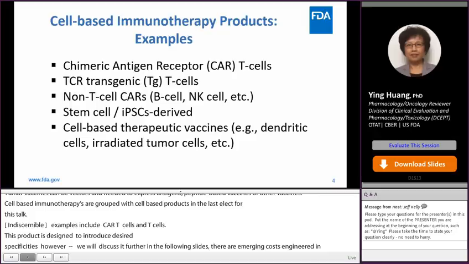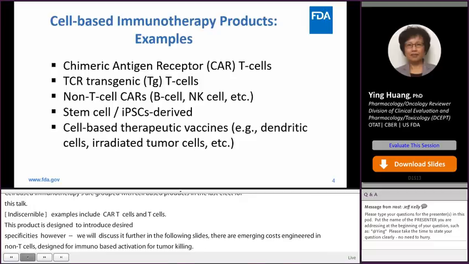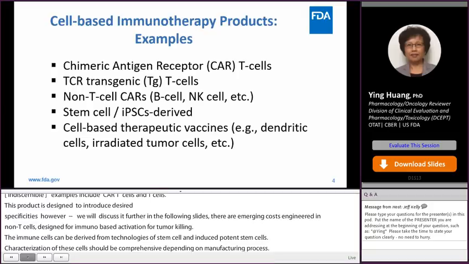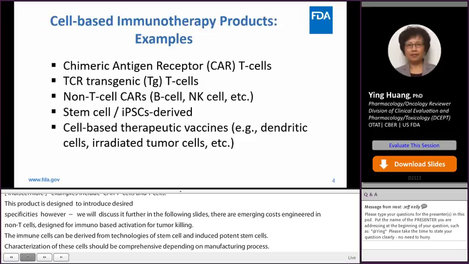The immune cells can be derived from technologies of stem cell and induced pluripotent stem cells. Characterization of these cells should be comprehensive depending on manufacturing processes. Cell-based therapeutic vaccines are derived from cells such as dendritic cells, irradiated tumor cells. Cell-based immunotherapy products can be derived from autologous or allogeneic cell sources.